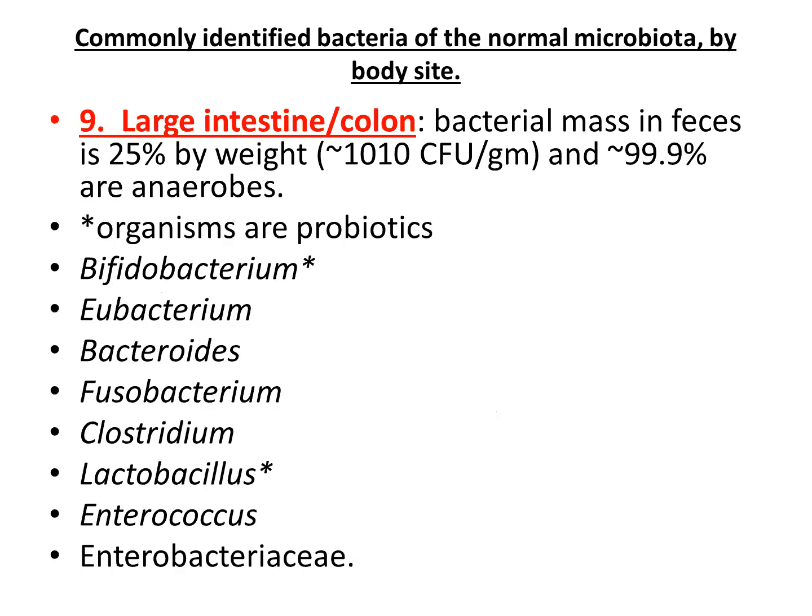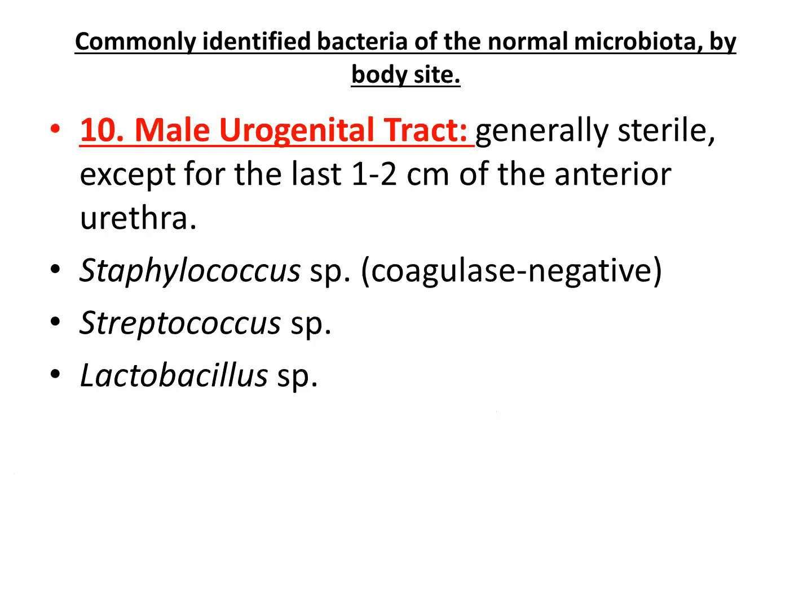In the large intestine, the colon, bacterial mass is 25% of stool by weight. The organisms are probiotics: Bifidobacterium, Eubacterium, Bacteroides, Fusobacterium, Clostridium, Lactobacillus, and Enterobacter family. The male genital tract is generally sterile, except for the last 1 to 3 centimeters of the anterior urethra, which has Streptococcus species and Lactobacillus species.